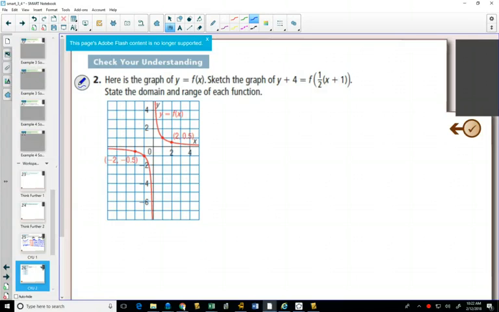We have the graph of f of x, and we want to sketch this graph. Again, as a first step, it's already in factored form, which is nice, but we like to write our translations on the right. So as a first step, I just move that 4 over.